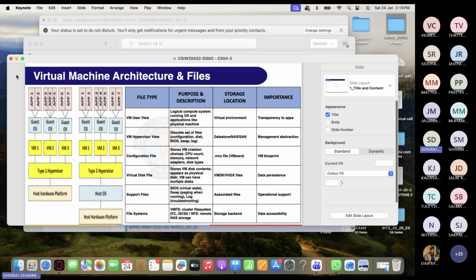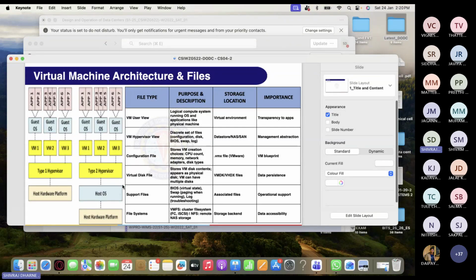I think we were talking about virtual machine architecture and files. Basically, file types are given here: VM user view, VM hypervisor view, configuration file, virtual disk file, support files, file system. What it is, and what is the purpose and description. You can read this; this material will be handy with you. Unless you have questions, I will not spend a lot of time, but you should know that there is real hardware at the bottom.